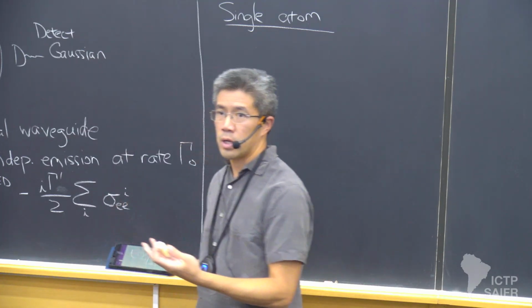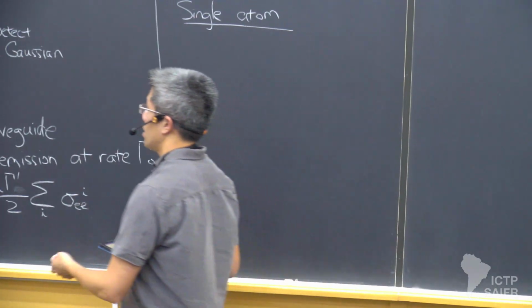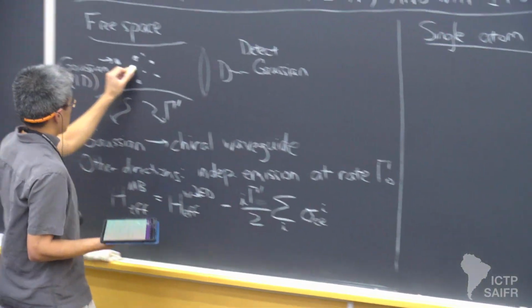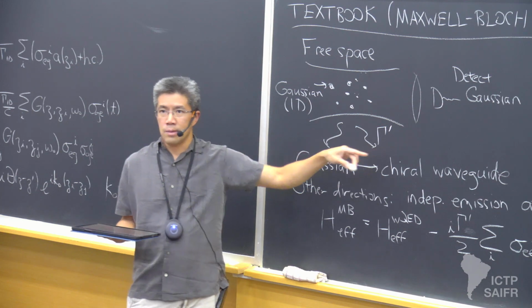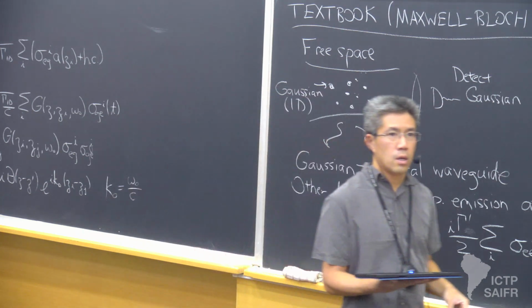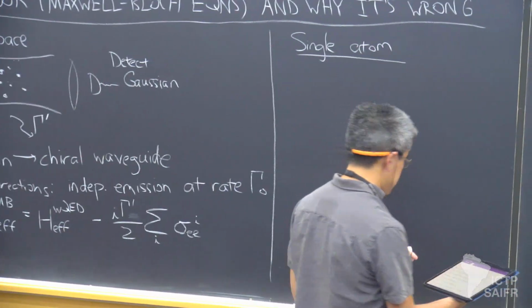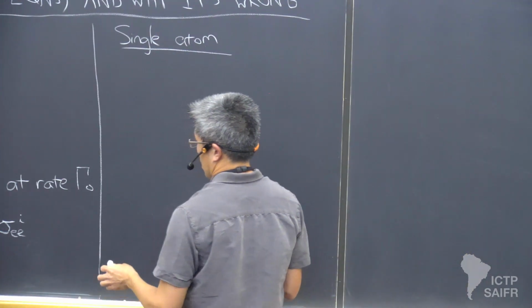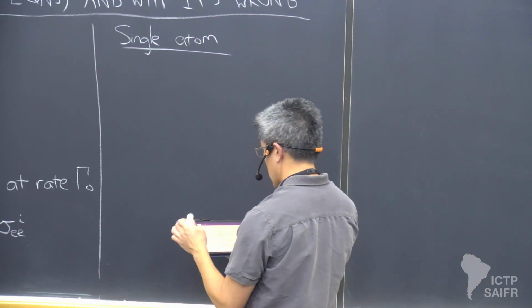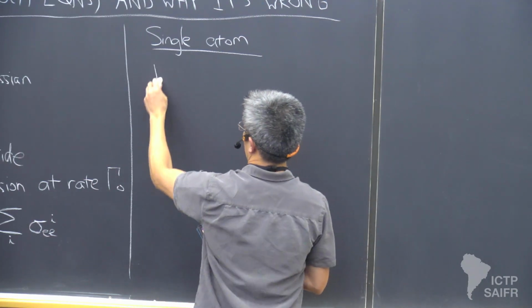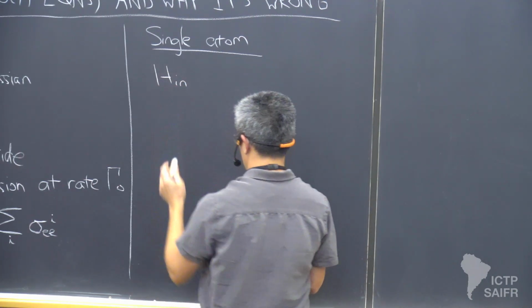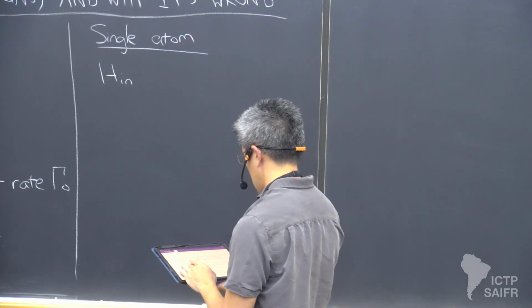So now we basically want to revisit that same problem, but now allowing for the fact that when an atom is excited, it can also emit a photon at a rate gamma prime into directions that we can't see. Okay. So to do that, we take this effective Hamiltonian, and we also have to specify the driving.